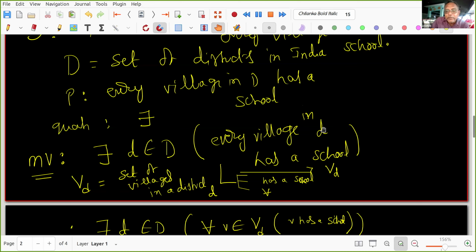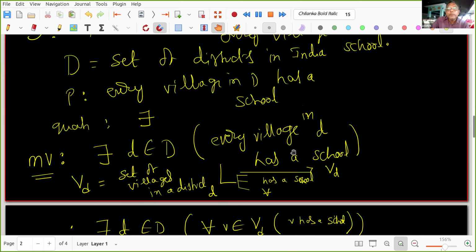Now we are looking inside this part. Every village in D has a school. How do you write this? So what is the set involved? Villages in the district D. That we denote as VD. VD is set of villages in the district D.